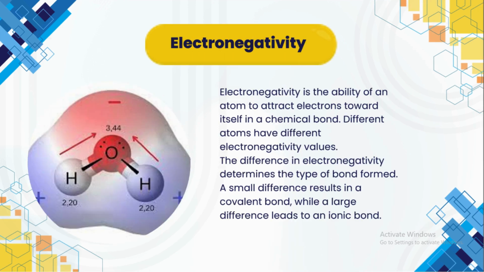Now we define what electronegativity is. Electronegativity is the ability of an atom to attract electrons toward itself in a chemical bond. Different atoms have different electronegativity values. So the difference in electronegativity determines the type of bond formed. A small difference results in a covalent bond, while a large difference leads to an ionic bond.